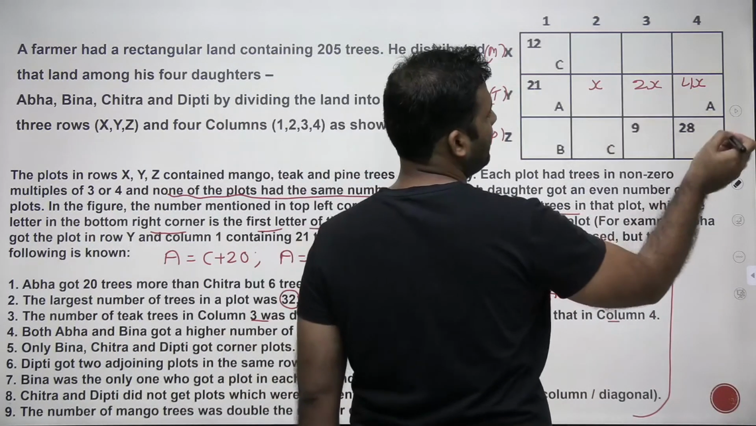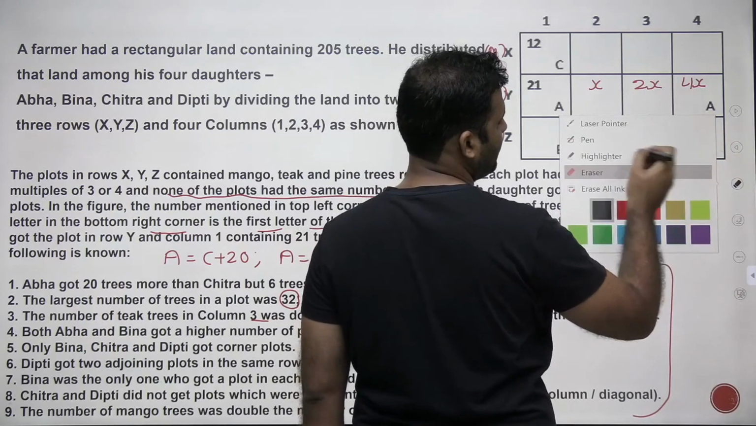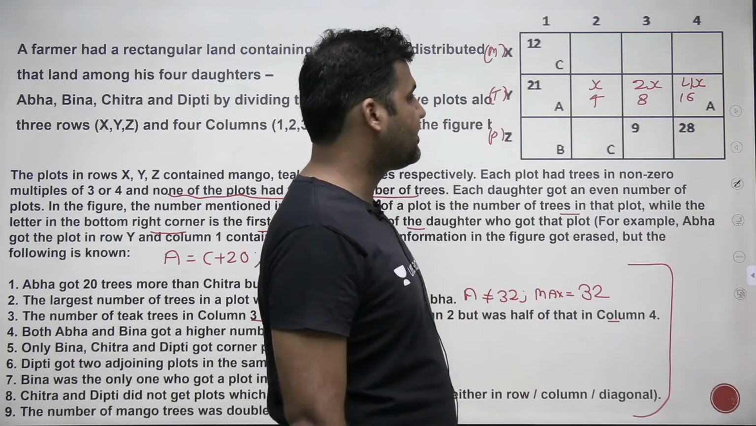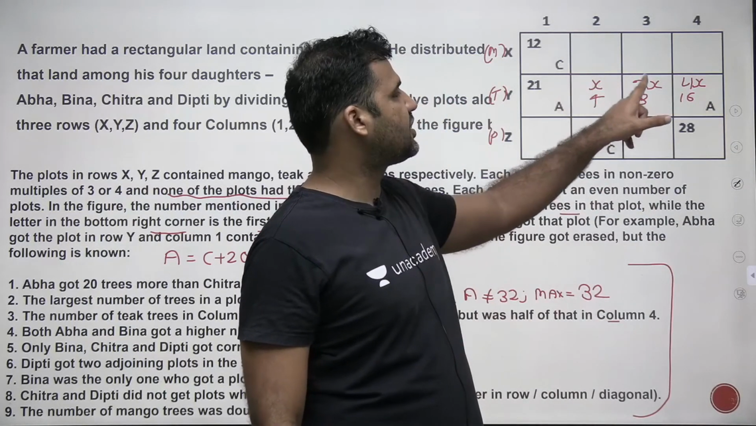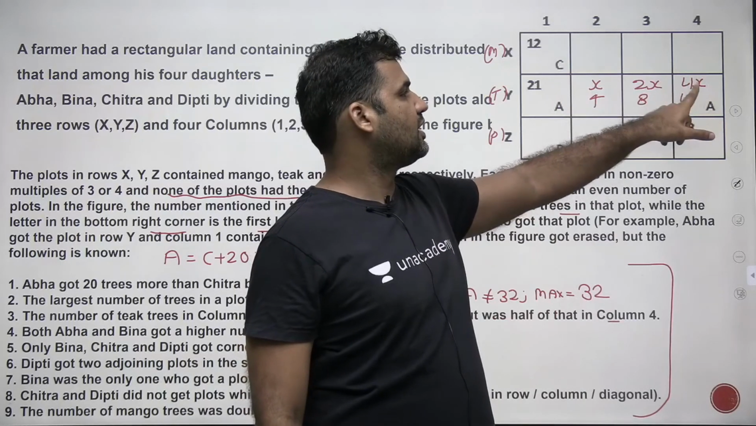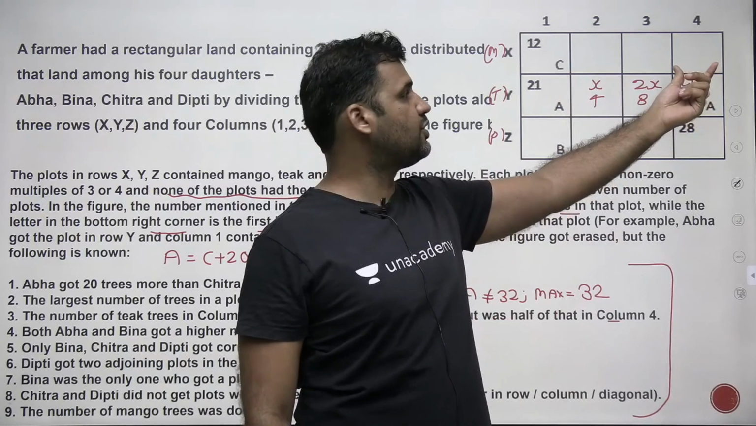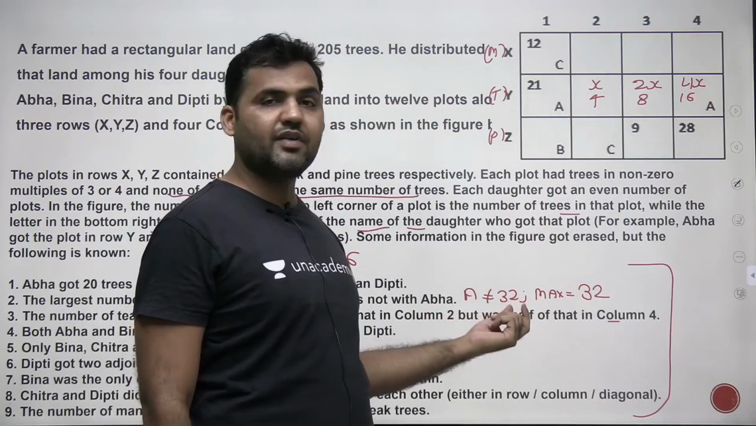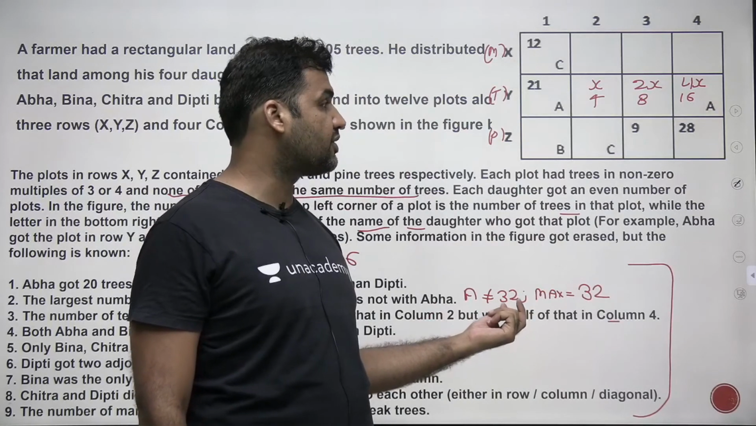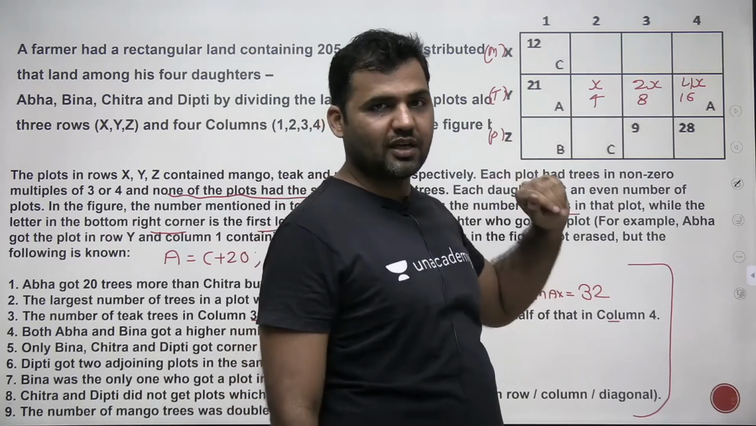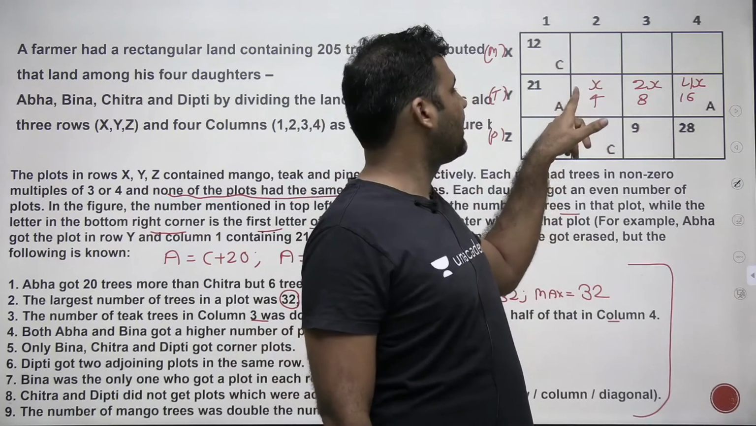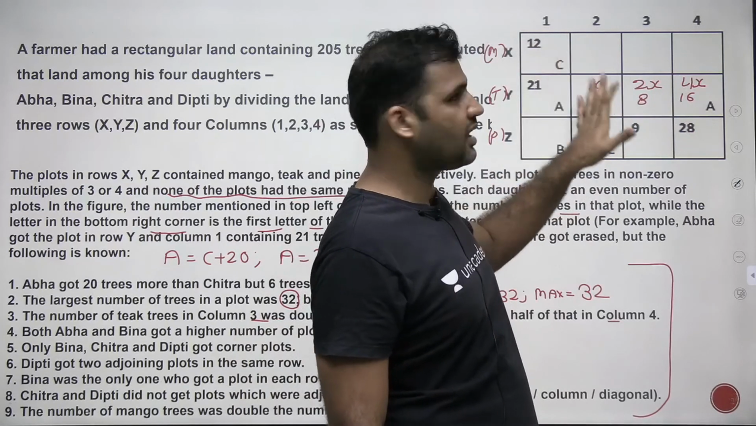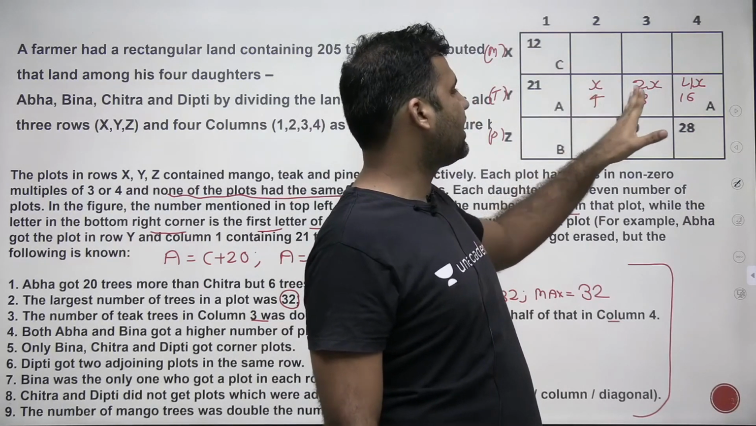So if I'm taking this value as 4, this has to be 8, this has to be 16. Why not 8? If I take this value as 8, this will be 16, this will be 32. Now, this plot will have 32 trees, and that plot has been assigned to Abha. It is given that Abha is not having any plot which is having 32 trees. So 8, 16, 32 is also eliminated. Putting more than 8 in this will take this value more than 32. That's not possible. So the only case left is putting 4 trees here, 8 here and 16 here.